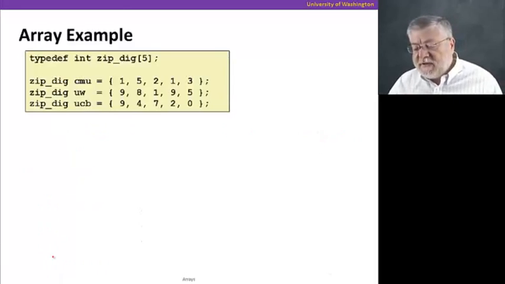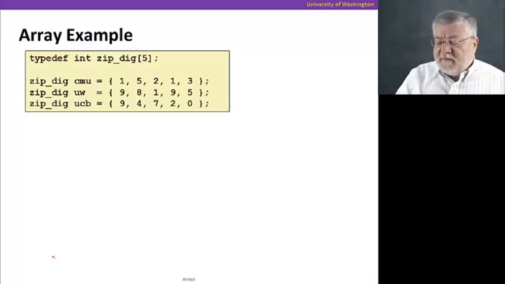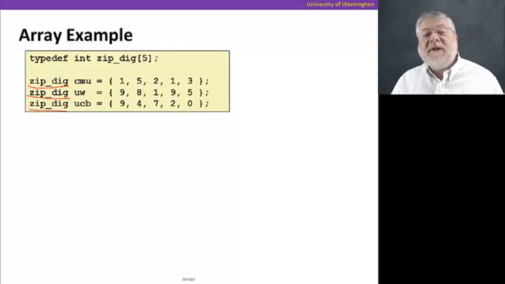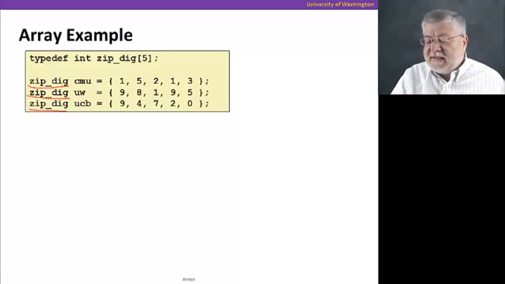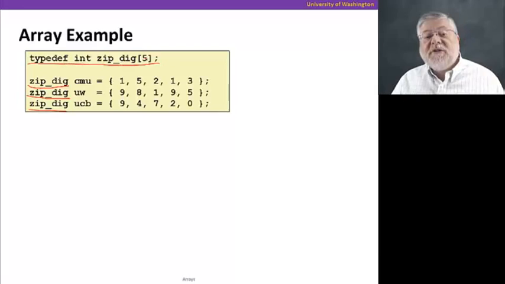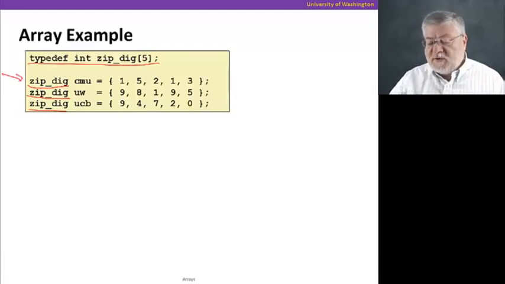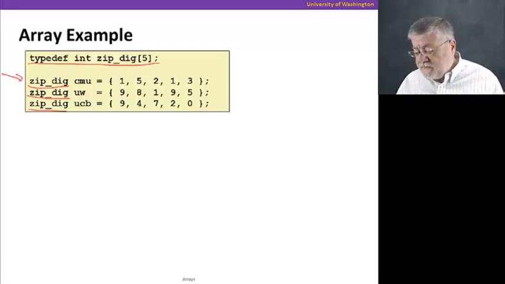Let's take a look at a larger example. Here we've defined 3 arrays with 5 values each. You'll notice that the type of the arrays is this zip_dig, for zip digit. And that's a type that was defined in C as being an integer array of 5 elements. So that's just a shorthand for defining a new data type that we can then use to declare values.